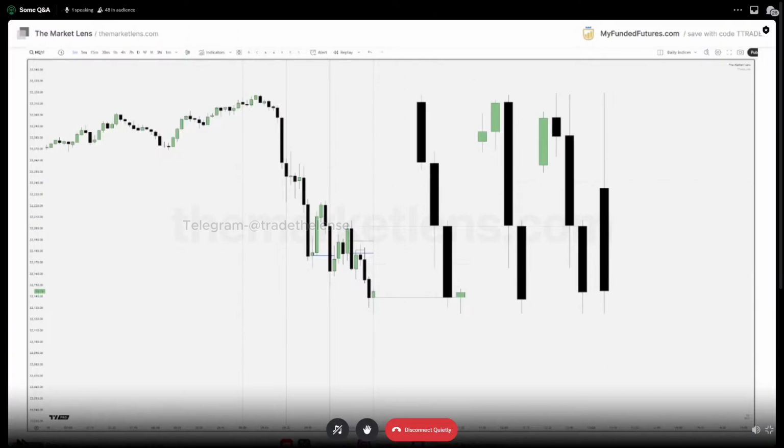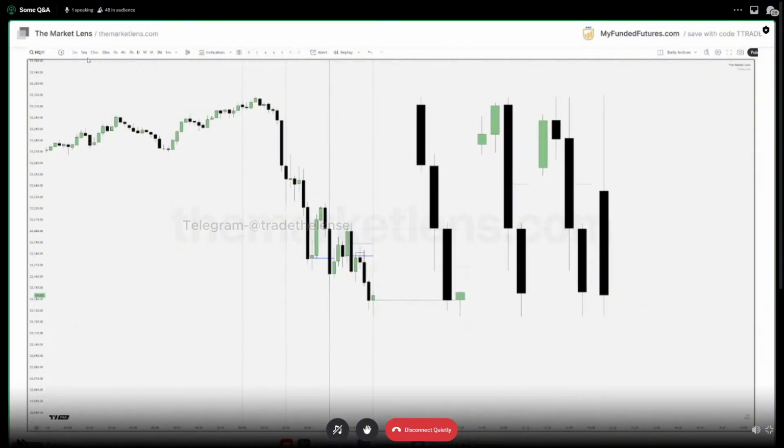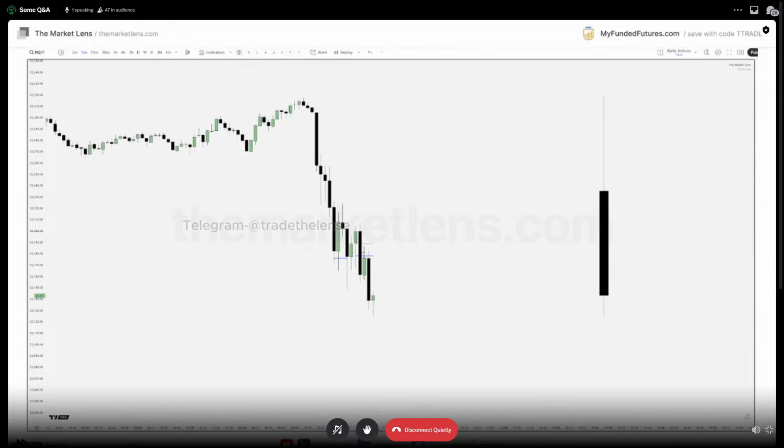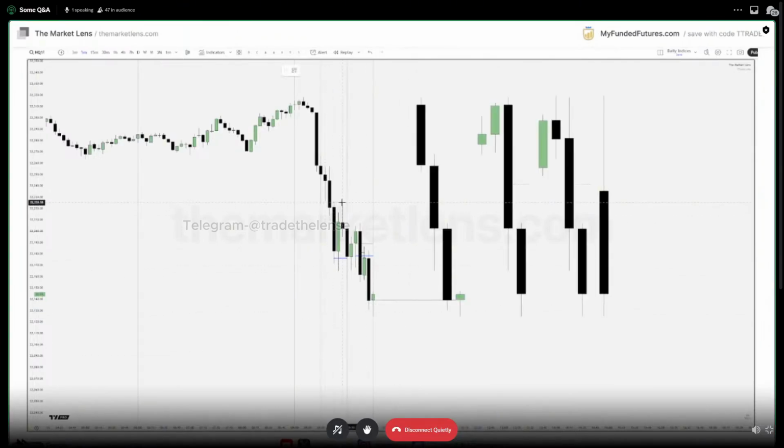Would this have been a valid 1 minute? Yeah, that's a valid entry. The only reason I wasn't a huge fan of it when we were talking about it is this didn't reach into a fair value gap or sweep out. Really, I'd prefer to sweep out that high, right? This high here for me to trust it.